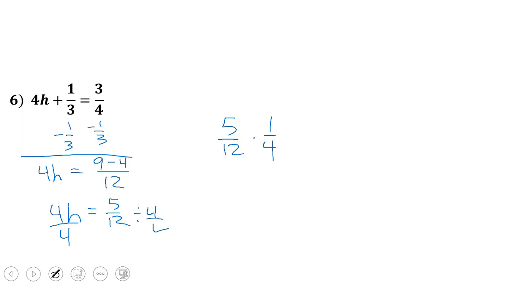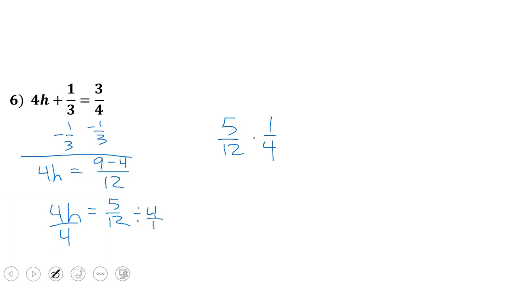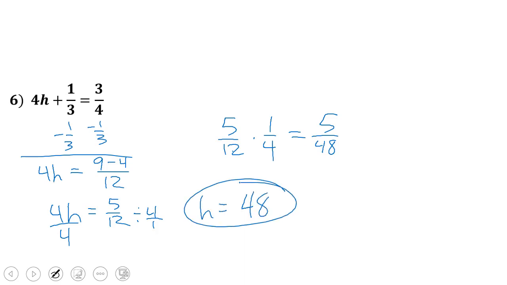I'm changing this 4/1. Oops, that's a mistake. I'm changing the 4/1 to its reciprocal, and it becomes 1/4. And so 5 times 1 is 5, and 12 times 4 is 48. So once again, h is equal to 5/48. Either way it works. I like eliminating the fractions.